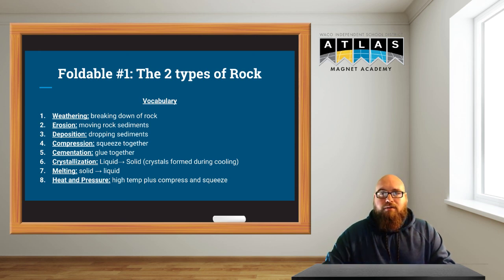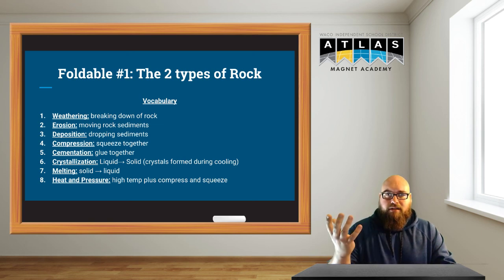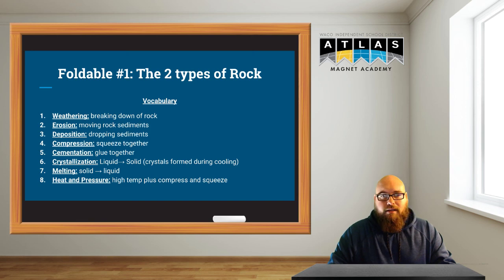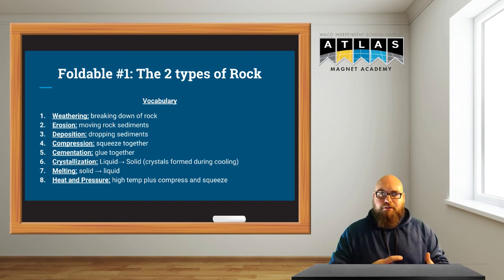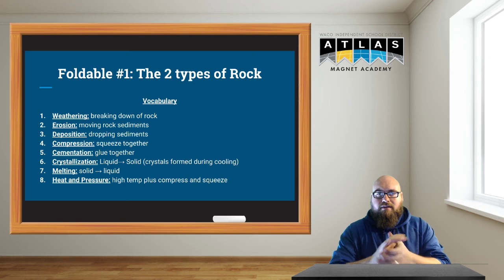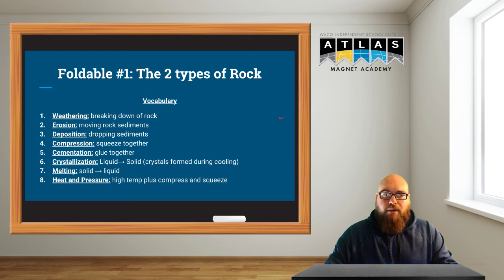Crystallization, this is when something goes from liquid to solid, and those crystals are formed during the cooling process. Melting, of course, is just the opposite. We have something that's solid. It gets melted into a liquid. And the last is heat and pressure. Heat and pressure, this is where high temperature plus compressions of millions of tons of pressure squeeze down on materials to help us also form rocks. So some basic vocabulary that we need to understand for the 3 types of rock.